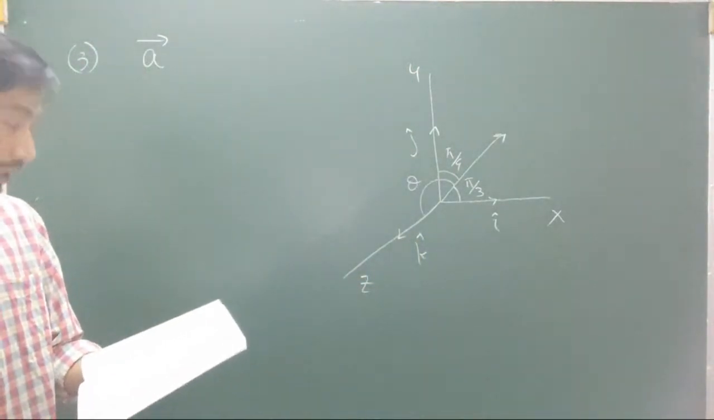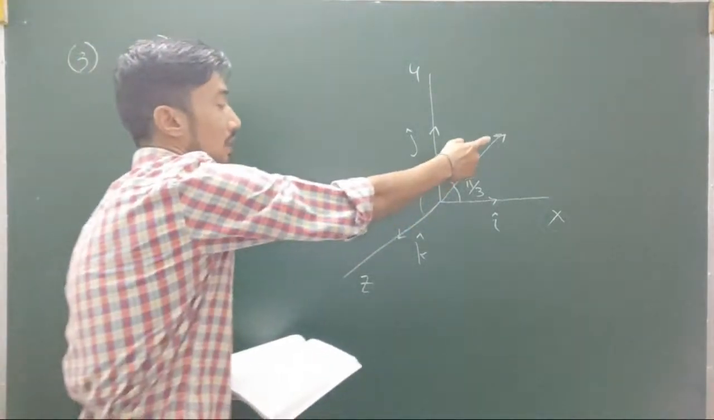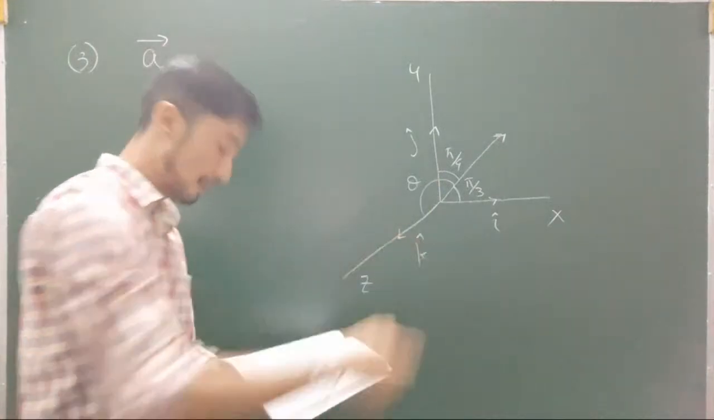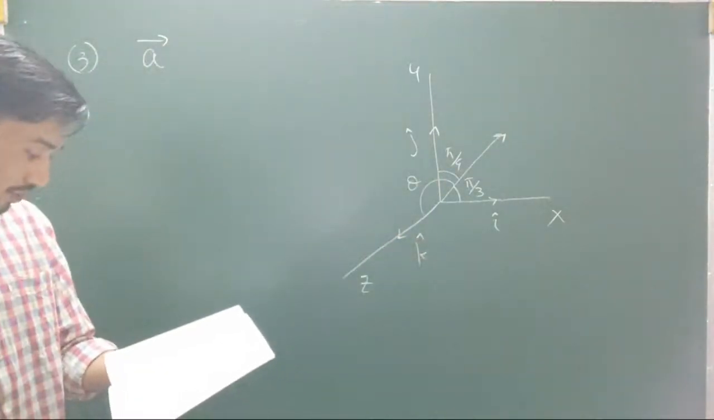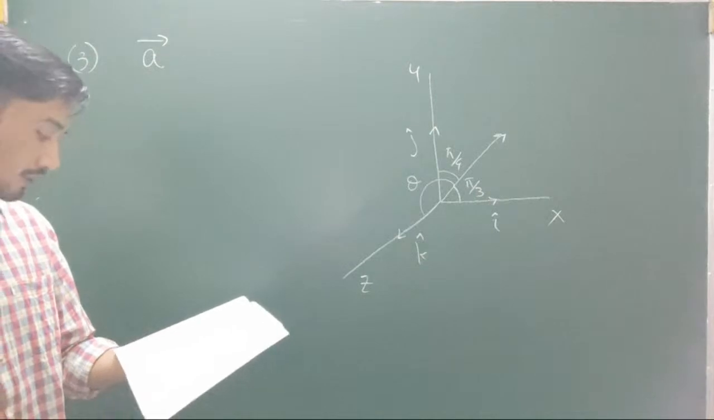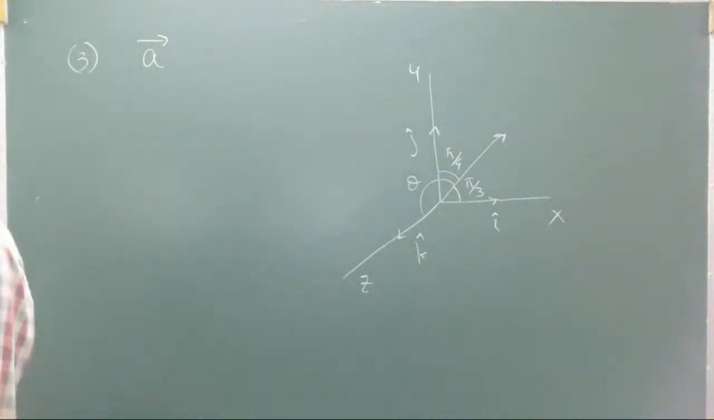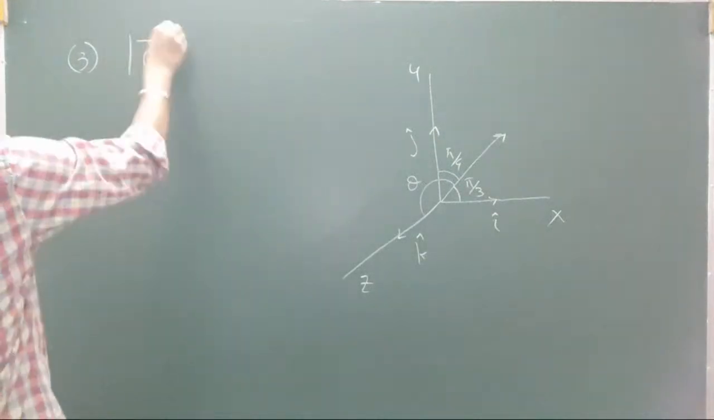Then find theta, that is, we have to find out how much angle the unit vector is making with the z-axis or k cap. Also find the components of vector A. You remember what A is? A is already given as a unit vector.